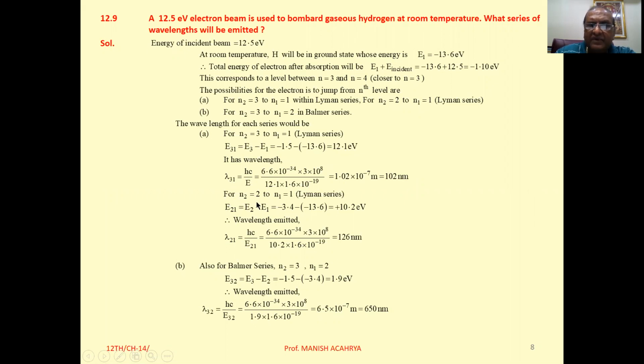Then for the transition 2 to 1, the energy in level 2 is minus 3.4 and for level 1 it is minus 13.6. The difference of these two is 10.2 electron volt. Now lambda is hc by E. Again substitute the values and you will get the emitted wavelength. Then for the transition 3 to 2, which gives Balmer, the energy of the third state is minus 1.5 and the second is minus 3.4, so the difference is 1.9 electron volt. Again lambda is hc by E. Substitute the values of hc and this E, and you will get the wavelength emitted.